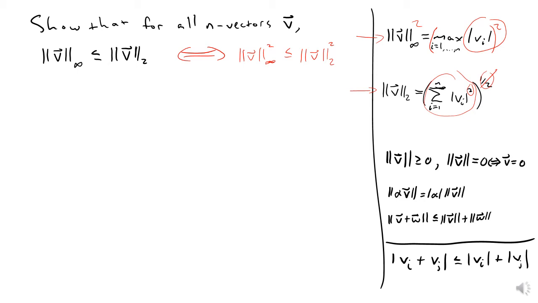So let's write down, just by definition, what the infinity norm squared is. First, maybe it'll help if I say, let's suppose that the infinity norm, which by definition is the max of the absolute value of the entries in the vector, let's say that max value was, let's just call it v sub j.